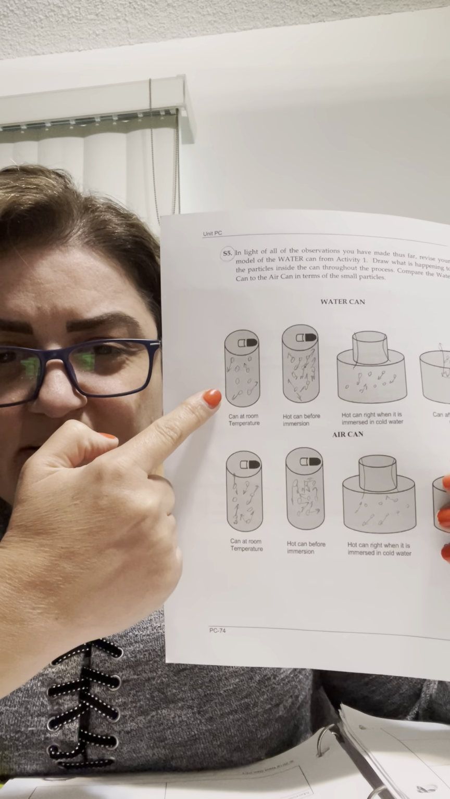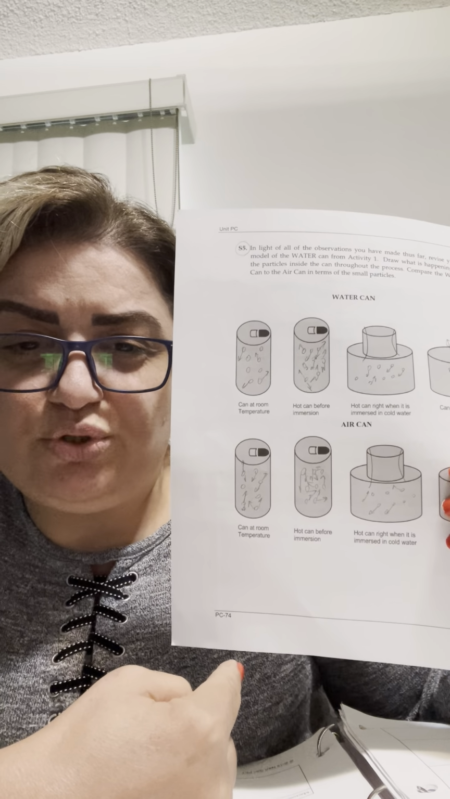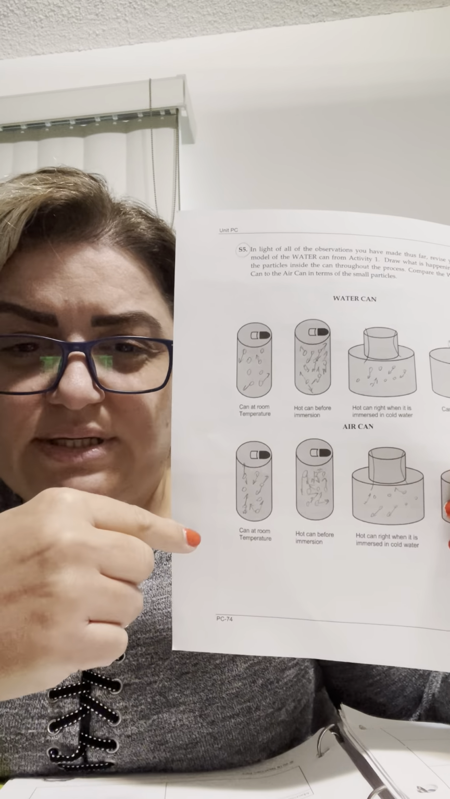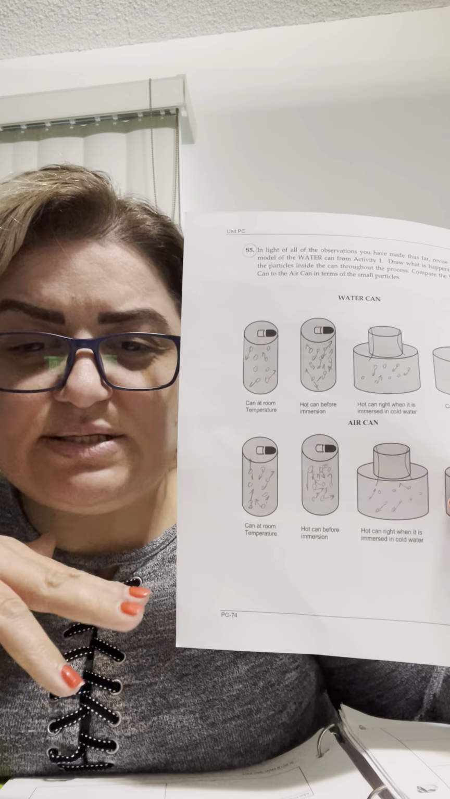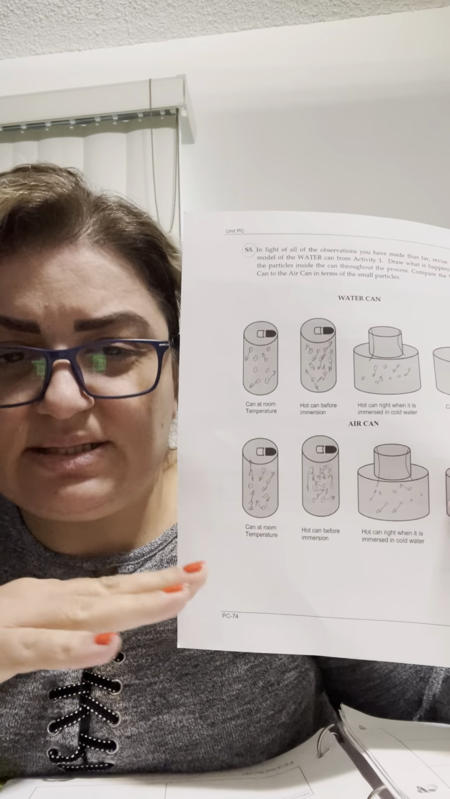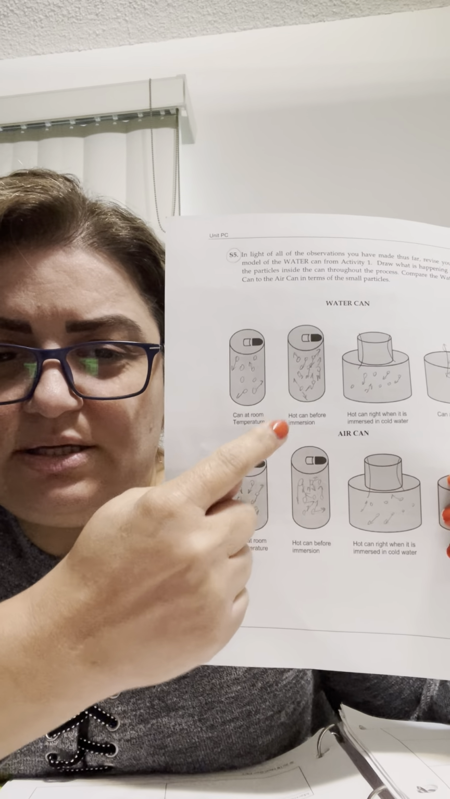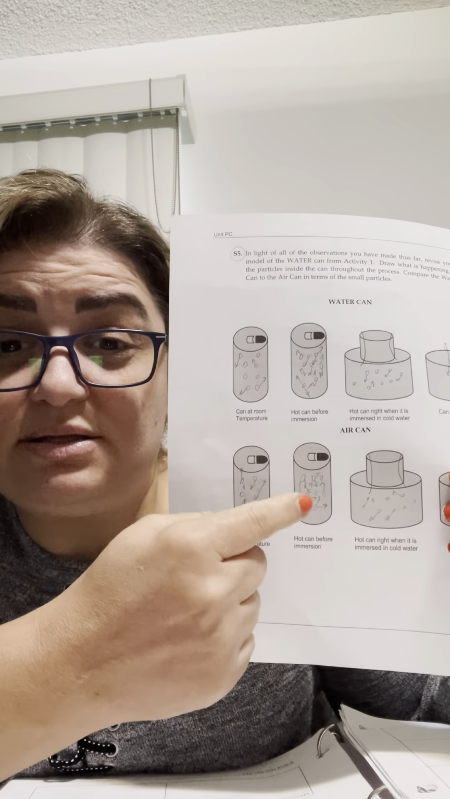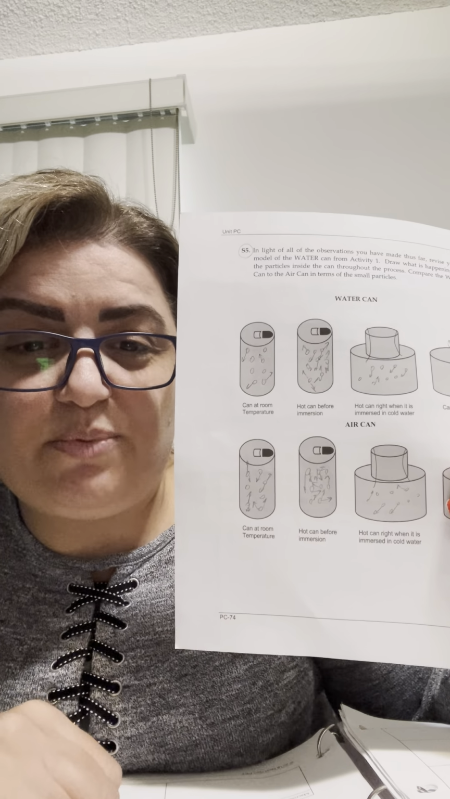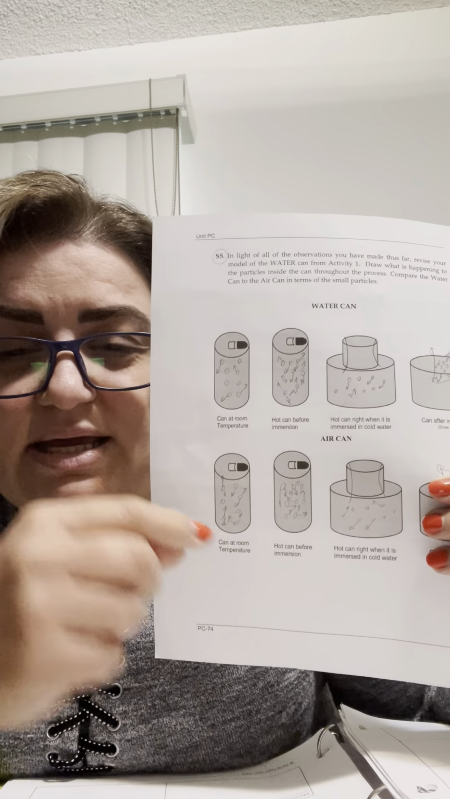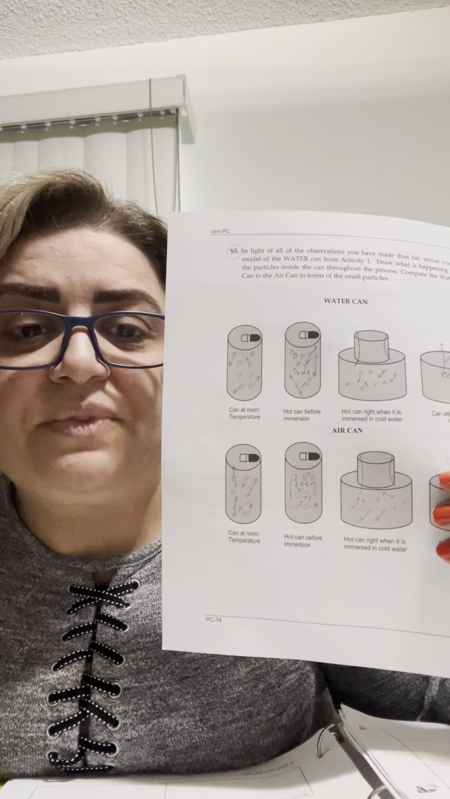When the can with air and with water are at room temperature, the particles of both of them are in constant motion, not increasing or decreasing. But when we heat both of them, the temperature increases, and because of that, the motions and the speed of the particles increase, and they hit the wall of the can more.